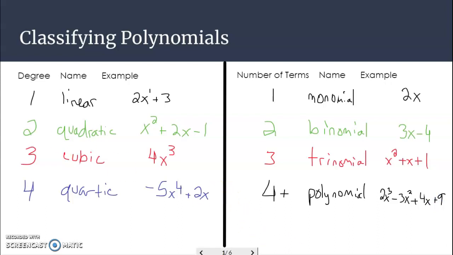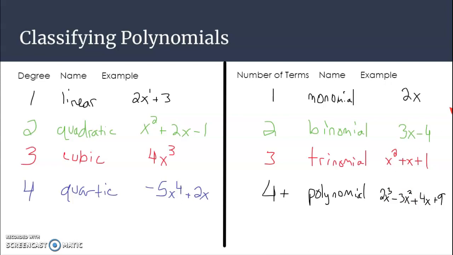And then you put them together. So let me revisit all the examples and call them by both the degree and the number of terms. This would be a linear monomial, linear binomial, quadratic trinomial, cubic polynomial.